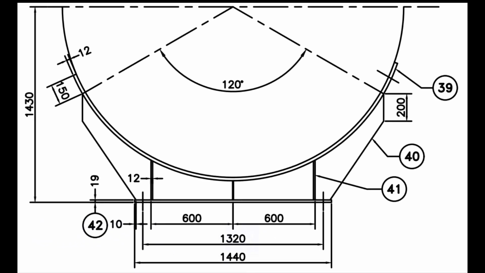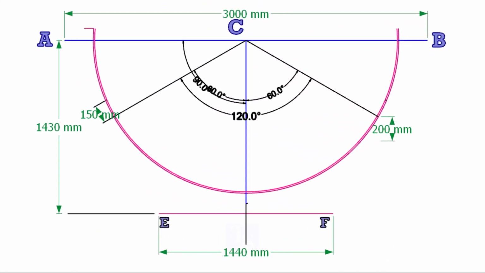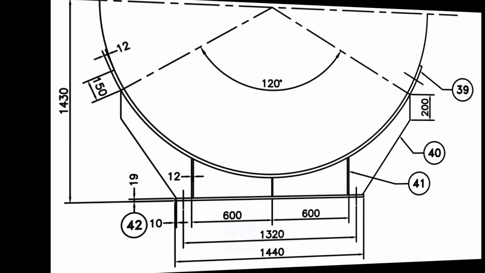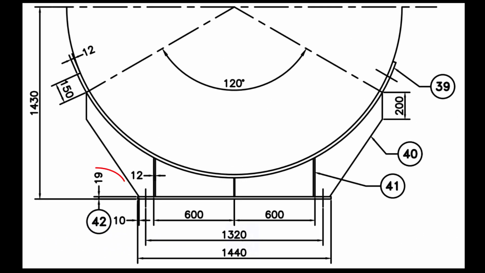The distance from the center of the vessel to the outside of the base plate is 1430 mm. And the length of the base plate is 1440 mm, mark it as shown. Draw the thickness of the base plate.